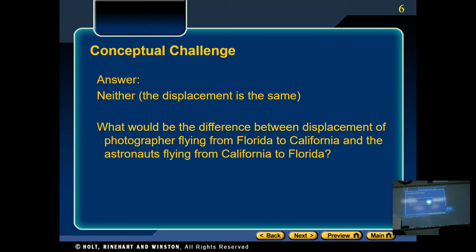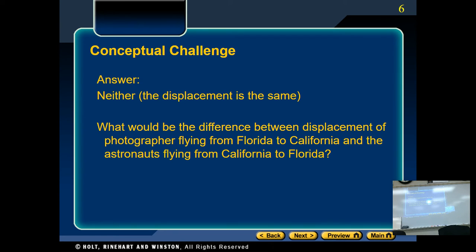Now, think about this. What would be the difference between displacement of a photographer flying from Florida to California and the astronauts flying from California to Florida? What do you think? Aha. One of them would be considered negative. Yeah. One of them would be negative. And then you ask yourself, well, which one would be negative? And it's really all dependent on the system that you set up.